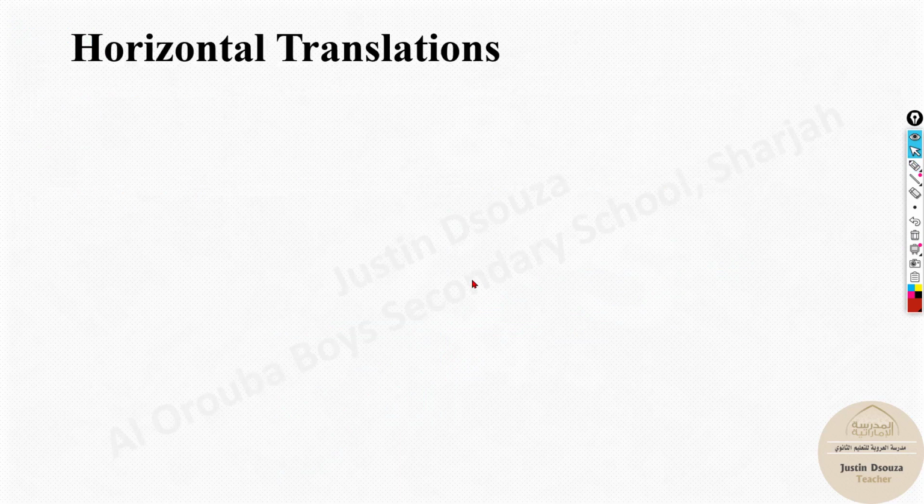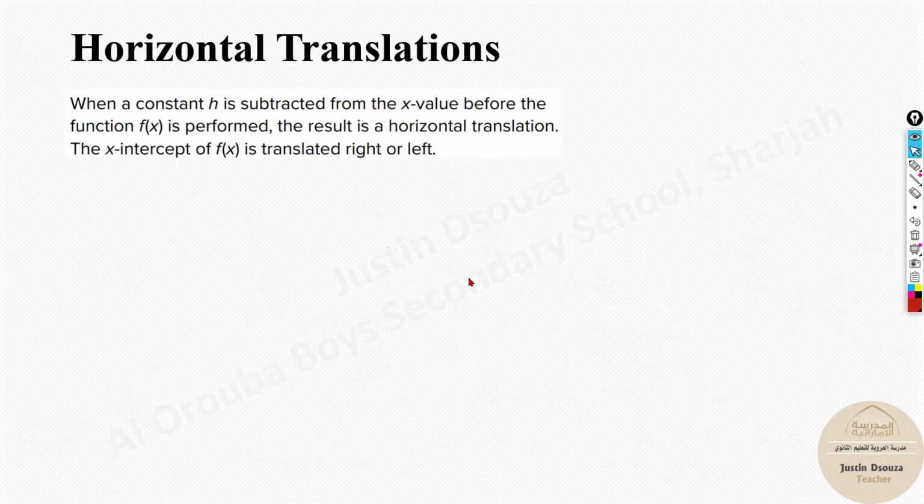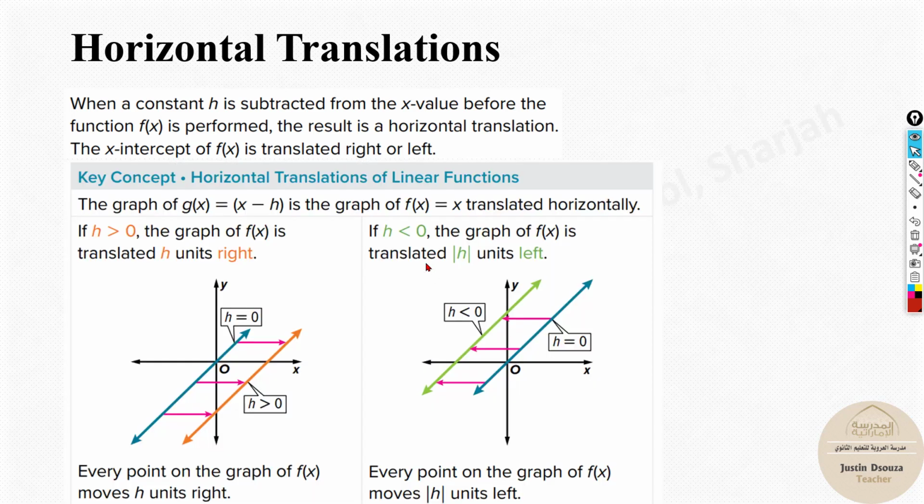That's the answer. Now we will look into horizontal translations. Here, horizontal translation has to do with the x value. Now look carefully. This standard form is given as minus, okay?